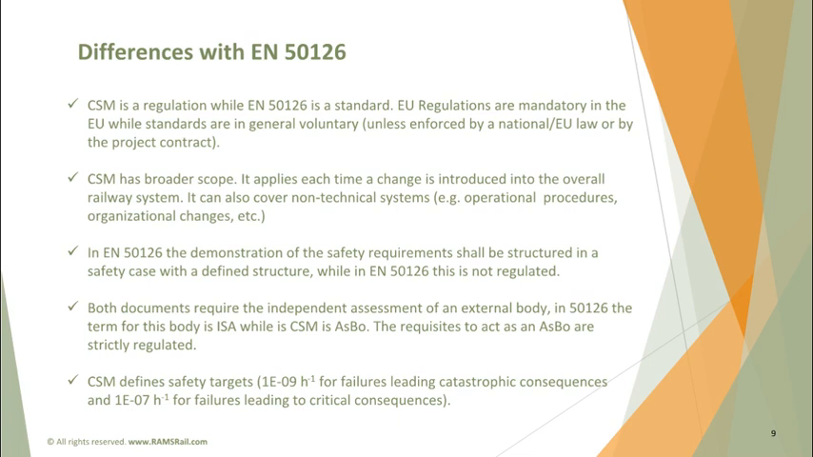In 50126 the demonstration of the safety requirements shall be structured in a safety case with a defined structure, while in CSM this is not regulated. Both documents require the independent assessment of an external body. In 50126 the term for this body is ISA, Independent Safety Assessor, while in CSM the term is ASBO, also known as Assessment Body. The requisites to act as an ASBO are strictly regulated. CSM defines safety targets: 10 to the power of -9 for failures directly leading to catastrophic consequences and 10 to the power of -7 for failures leading to critical consequences.